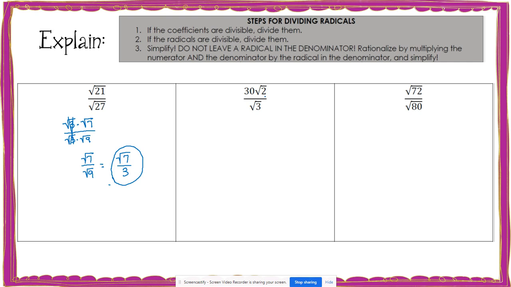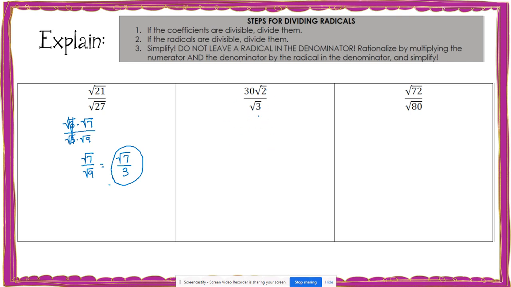For 30 times the square root of 2 divided by the square root of 3, we know that we would start by looking at our coefficients. But since we don't have a coefficient, which means there's actually an invisible coefficient of 1 here, we can't really simplify our 30. We also can't simplify our 2 or our 3. Neither of those has a factor that is a perfect square, and neither of those has a common factor that we can pull out. So, because of that, this is almost in simplest form.